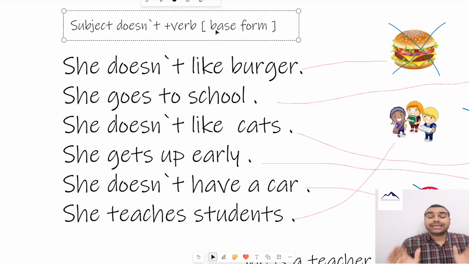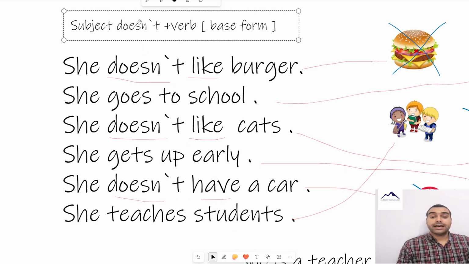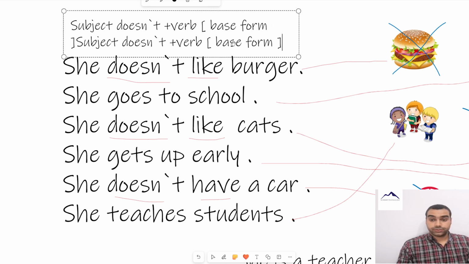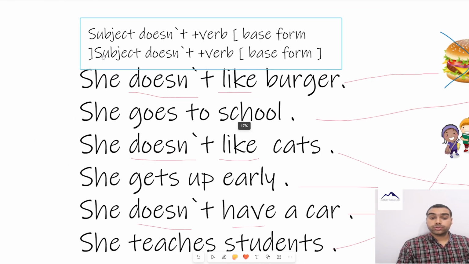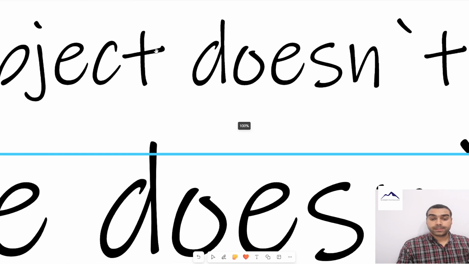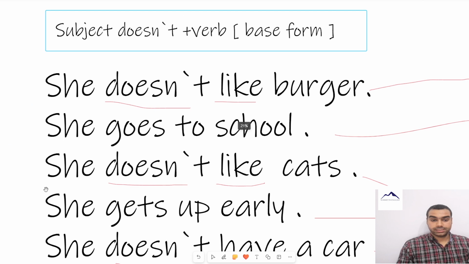So to form a negative sentence using the present simple in the third person singular, we have to use doesn't, verb base form. Doesn't, base form. So what about forming an affirmative sentence? To form an affirmative sentence, we need to use, sorry, we have a problem here.